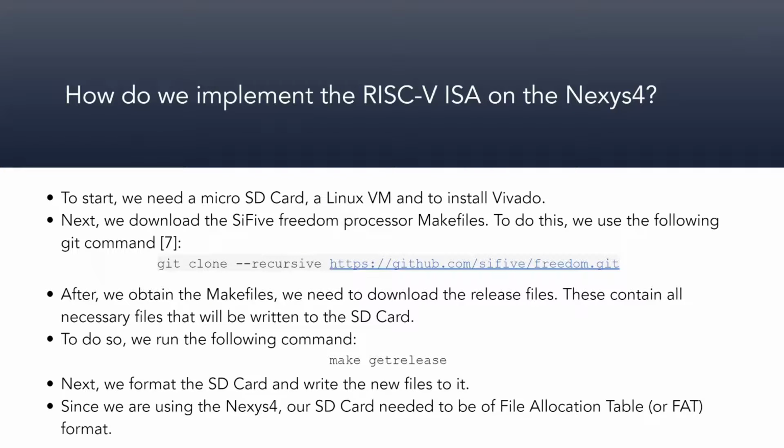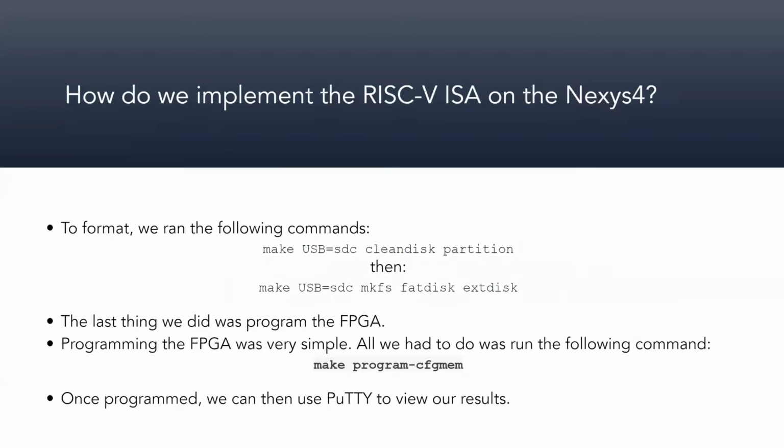To do so, we run the following command. Next, we format the SD card and write the new files to it. Since we are using the Nexys4, our SD card needs to be in File Allocation Table, or FAT, format. To format, we ran the following commands. The last thing to do is just to program the FPGA. Programming the FPGA is very simple. All we had to do was run the following command.